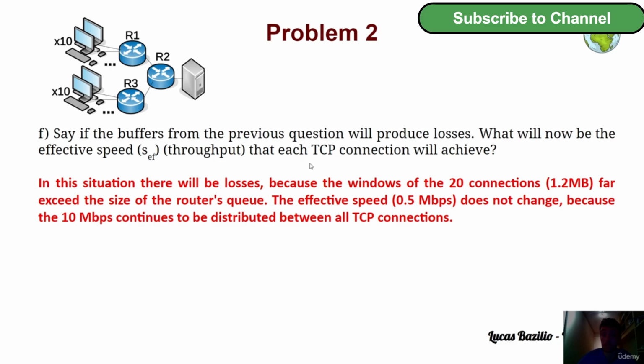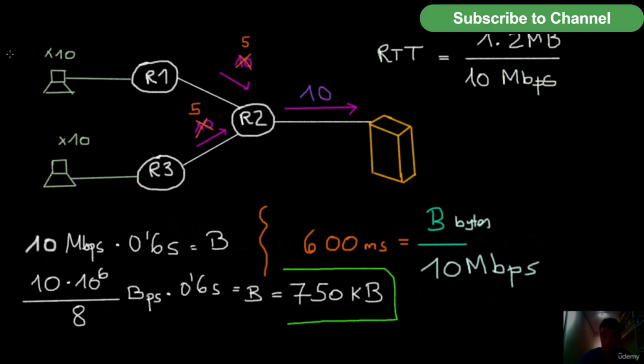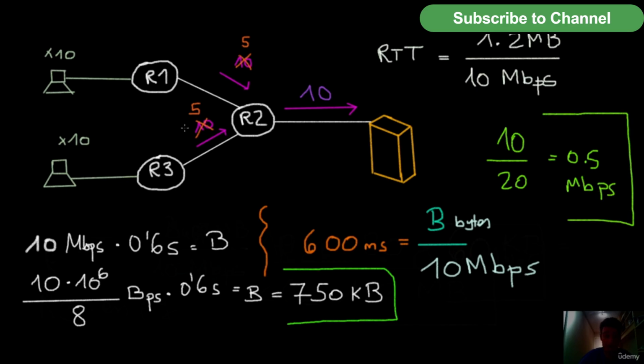Now, what about the effective speed in this case? Well, here the effective speed remains the same, because the 10 megabits per second continues to be transmitted in this router 2. Since we have 20 connections in total, 20 TCP connections, we only need to divide this speed by 20, and this gives us 0.5 megabits per second. This is the effective speed, the throughput, of each TCP connection.